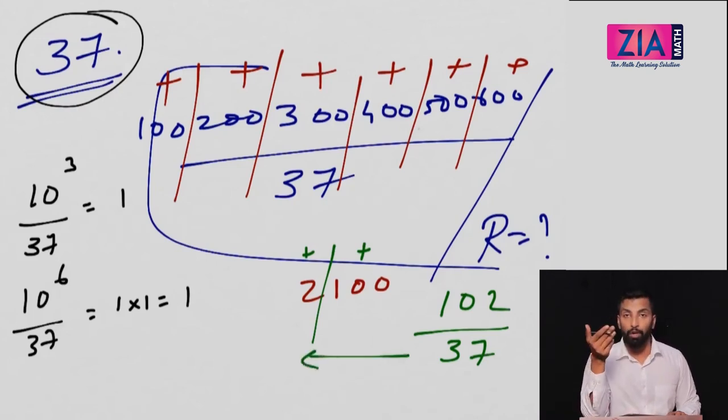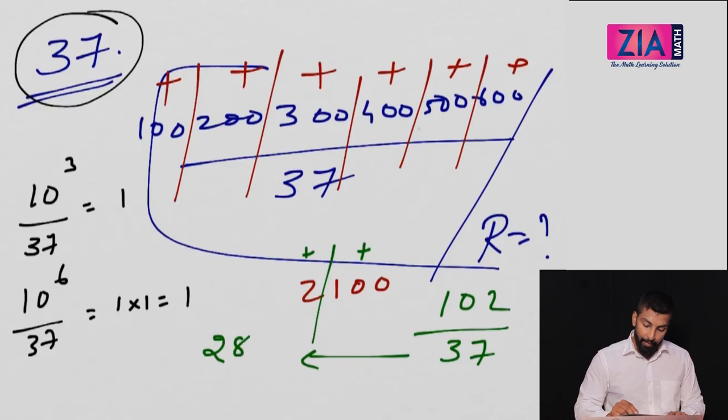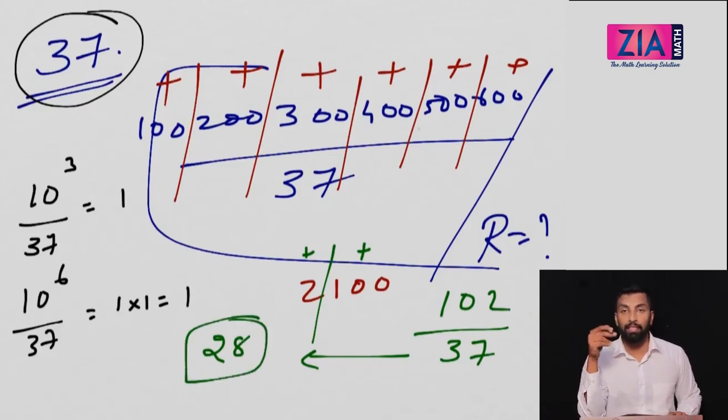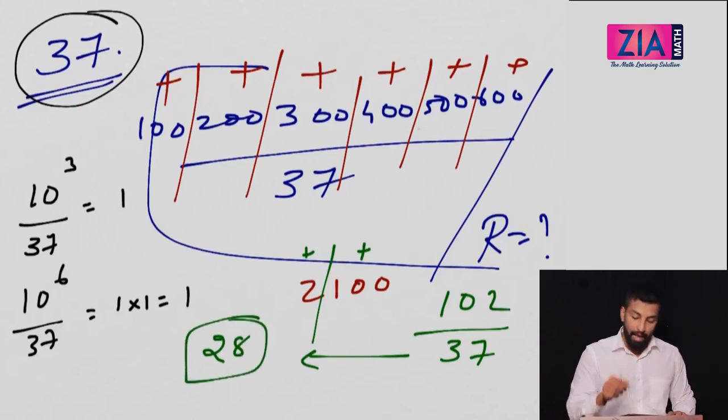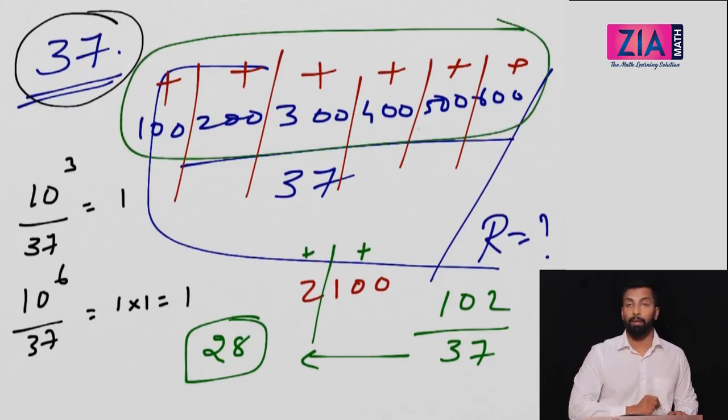Okay, you divide 102 by 37. That means 74; 37 into 102 is 74. So the balance is 28, right? So 28 is the remainder. So 102 divided by 37, 28 is the remainder. And the same will be the remainder if you divide the bigger number by 37.